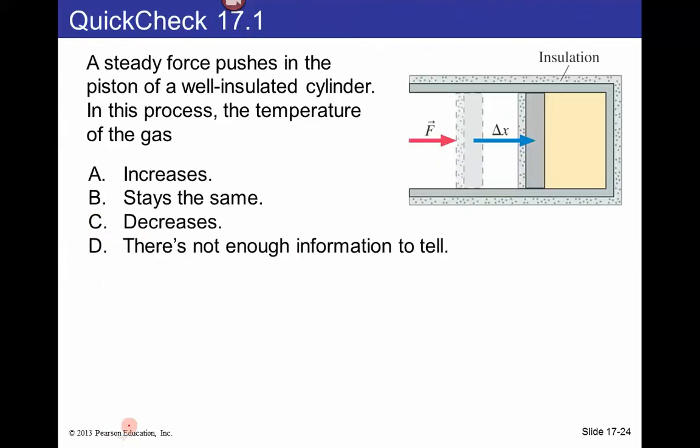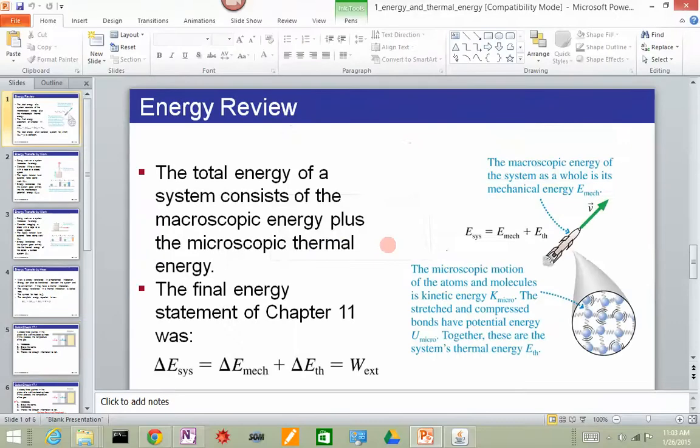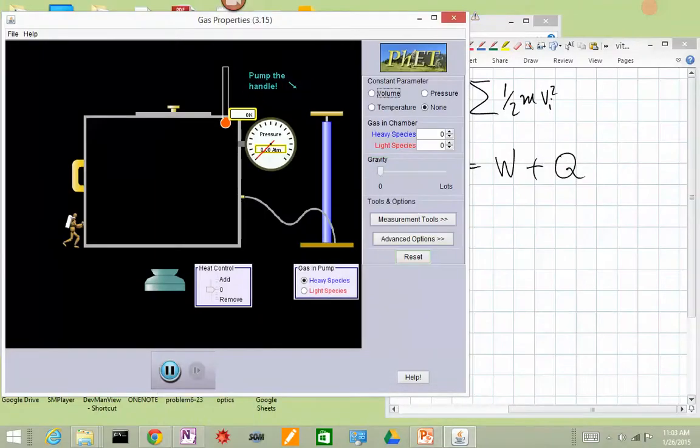So imagine a steady force that is pushing a piston. And there is insulation here, so there's no heat. In this process, what happens to the temperature of the gas? Increases, stays the same, decreases, or there's not enough information. Think about this problem and we'll come back to the solution. But let's just look at one more summary.